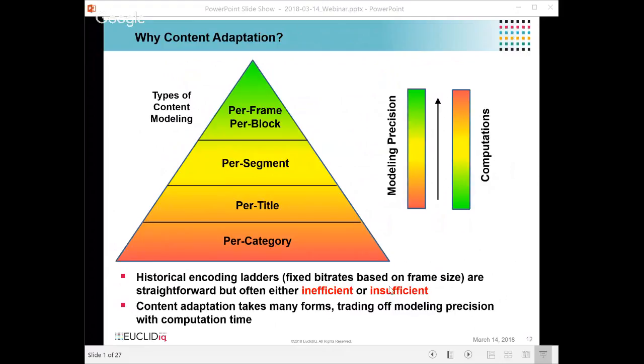Content adaptation addresses this by adapting the bit rates in the encoding ladder to the video content. There are several different types of content adaptation algorithms that trade off modeling precision, that is, how accurately and how often the video content is modeled, with computation time. The less precise algorithms at the bottom of the diagram require fewer computations, while the more precise algorithms at the top require more computations.